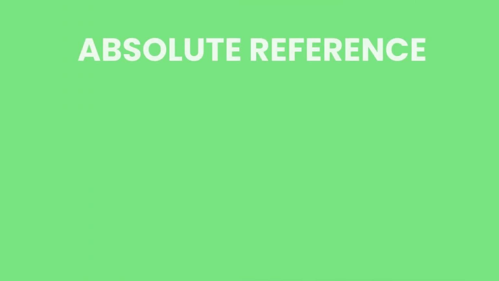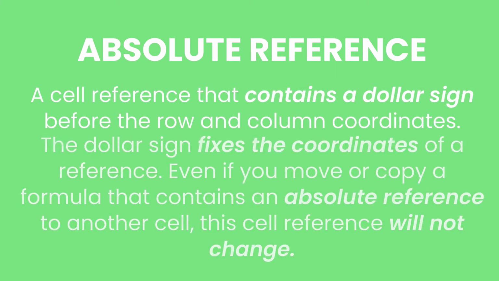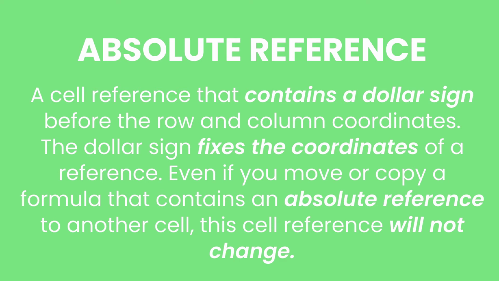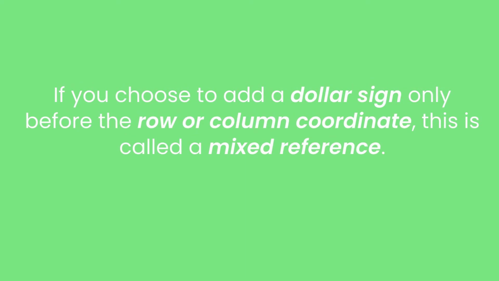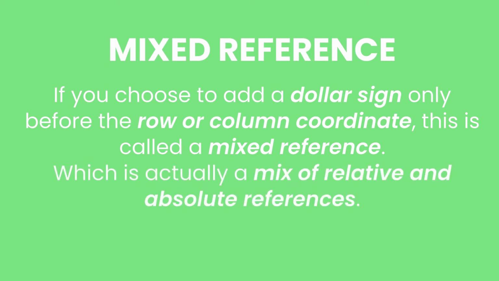Next is the absolute reference. This contains a dollar sign before the row and column coordinates. The dollar sign fixes the coordinates of a reference. Even if you move or copy a formula that contains an absolute reference to another cell, this cell reference will not change. If you choose to add a dollar sign only before the row or column coordinate, this is called a mixed reference, which is actually a mix of relative and absolute references.